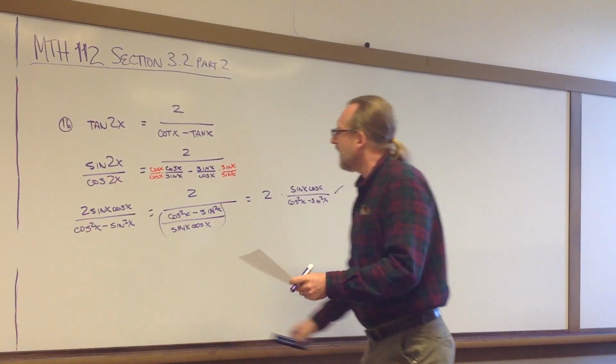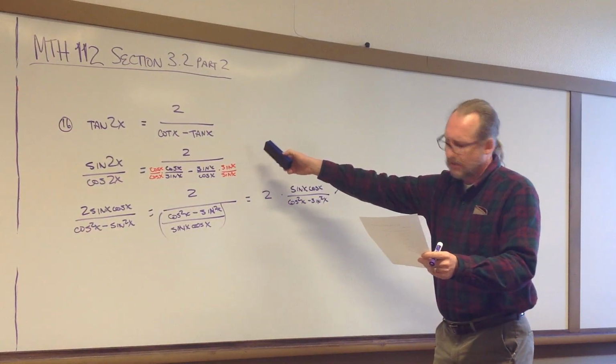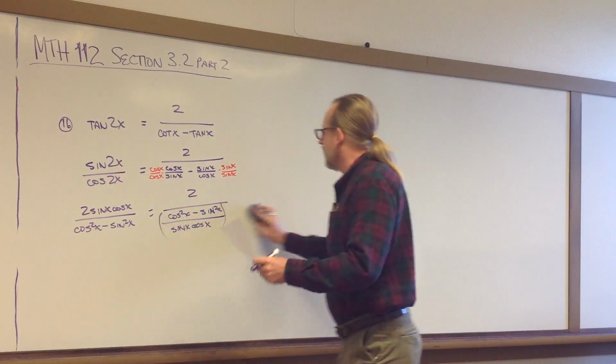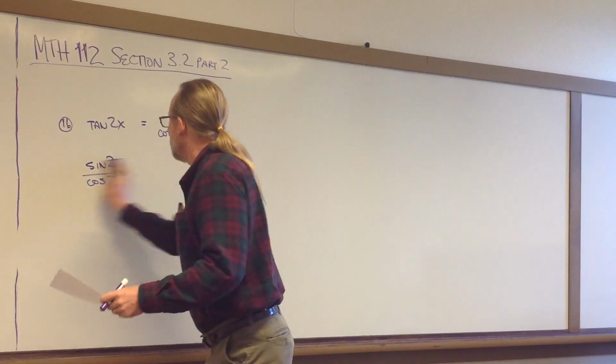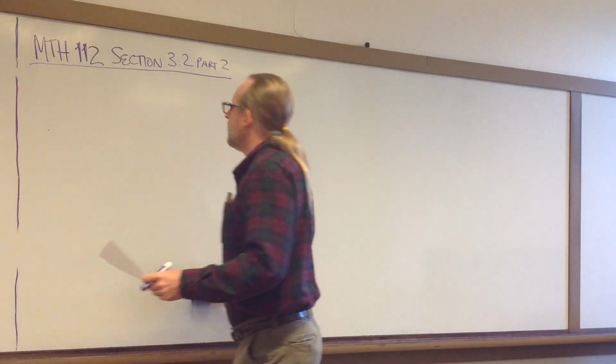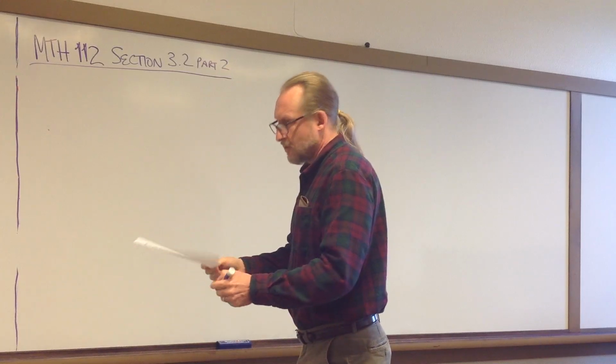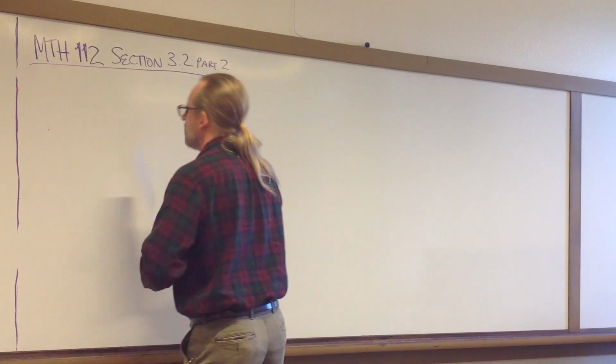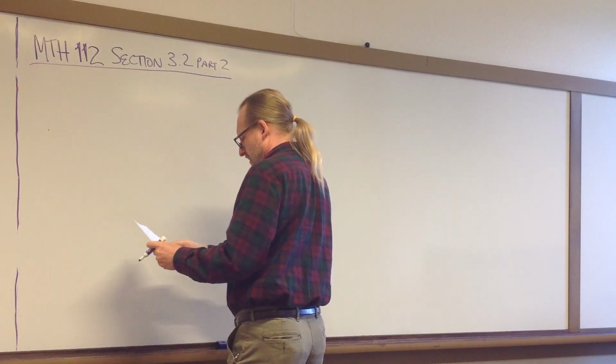18, I think, is going to end up being very similar to this one. You've got the sum of a tangent and a cotangent. I would rewrite those in terms of sines and cosines.